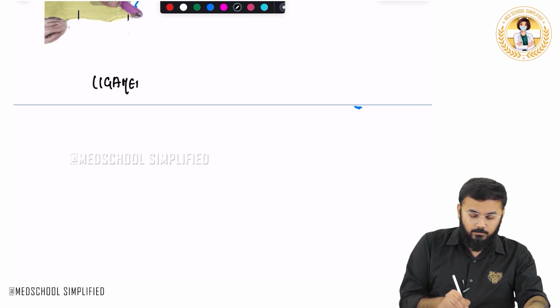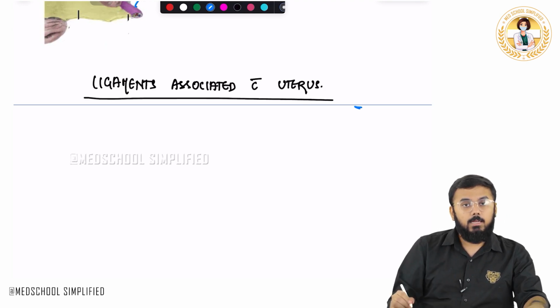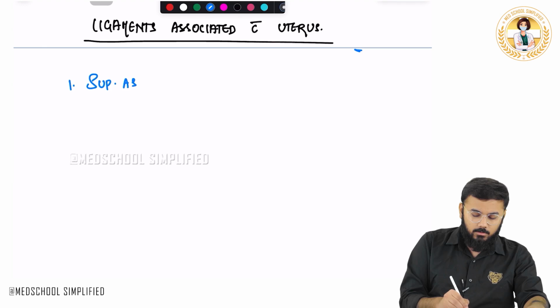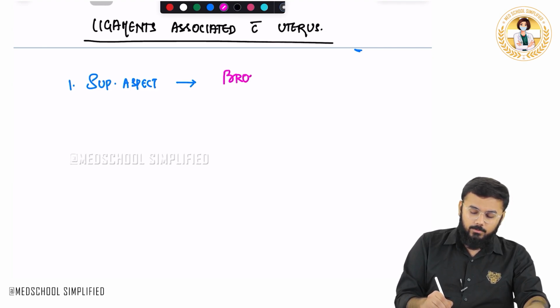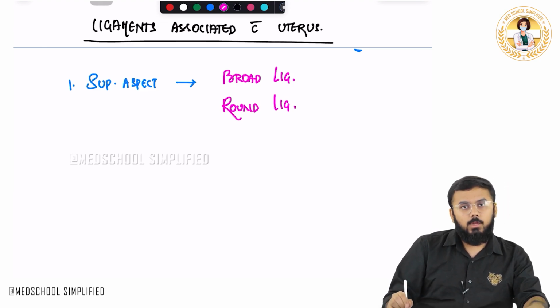Ligaments associated with the uterus. Now in the ligaments that are associated with the uterus, first important thing is the superior aspect. Now in the superior aspect, what is the important thing you see? One is called as a broad ligament, another one is called as your round ligament.